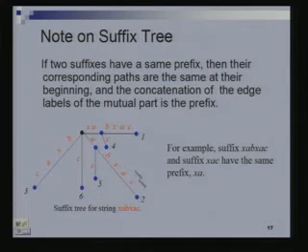Now this is the key thing which we are using in pattern matching. So if I have 2 suffixes XAB, XAC, and they have the same prefix XA, then their corresponding paths are the same at the beginning. And that part is just the concatenation of the edge labels of the mutual part, right? So XAB, XAC, इनका कॉमन पार्ट XA है, तो वो यहाँ पे इस तरह से आएगा. Yeah?